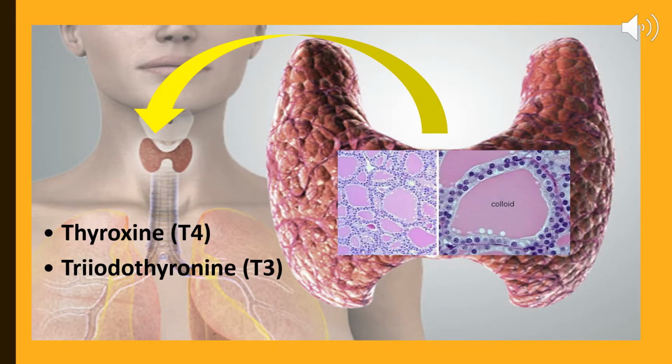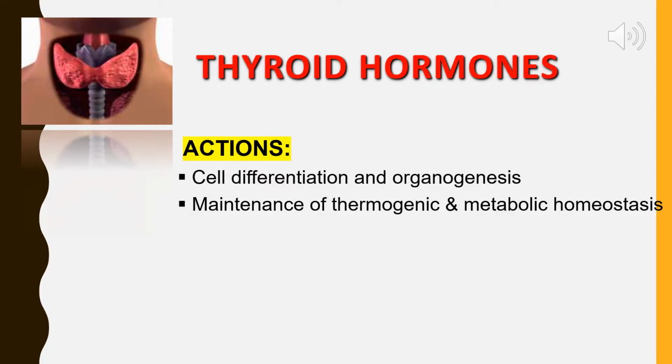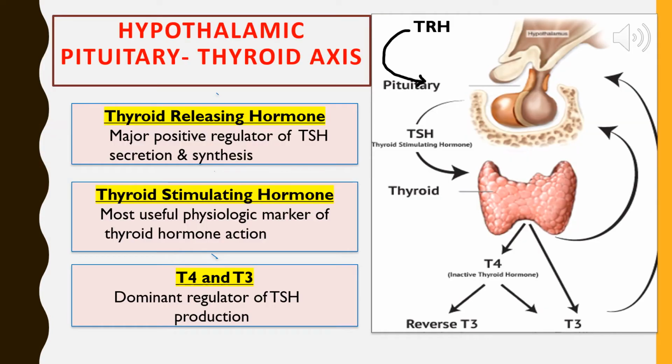The main function of the thyroid is to produce the thyroid hormones thyroxine and triiodothyronine. The function of the thyroid hormones are for cell differentiation and organogenesis during fetal development and maintenance of the thermogenic and metabolic homeostasis. The thyroid is a classic example of the endocrine feedback mechanism.